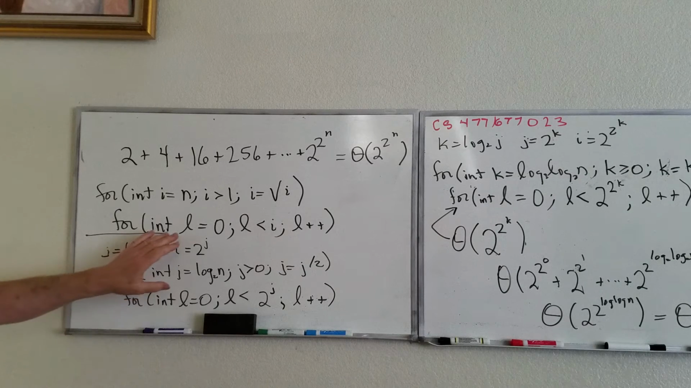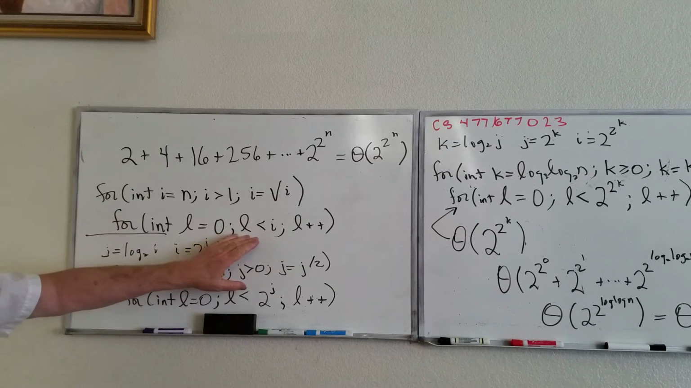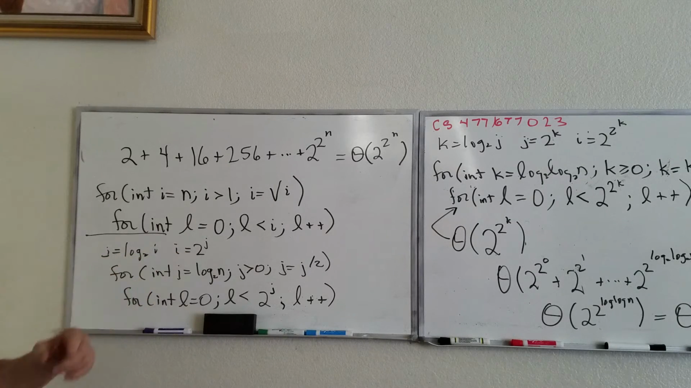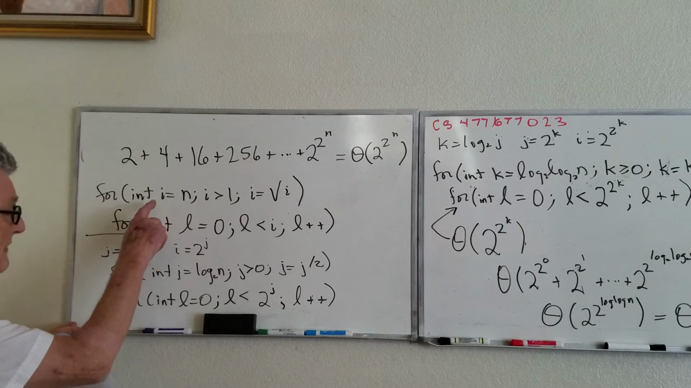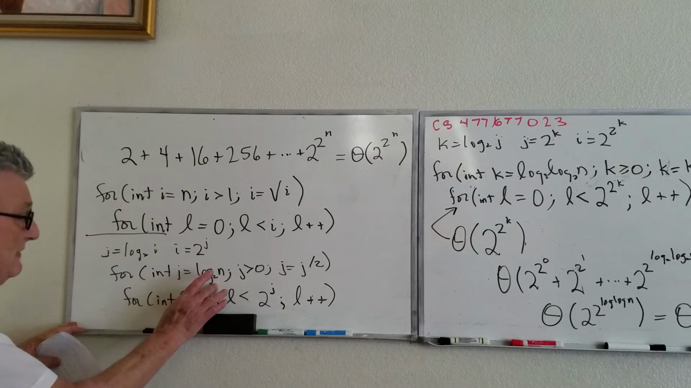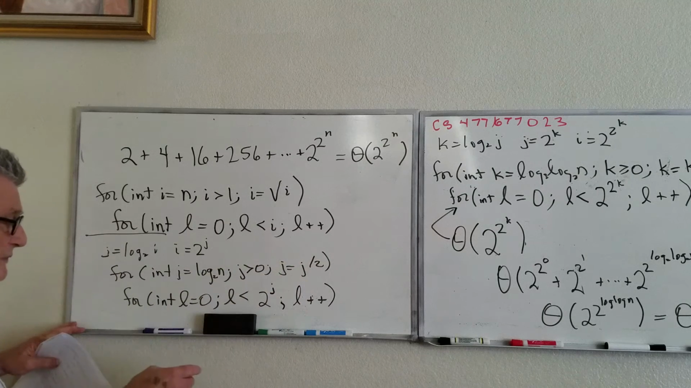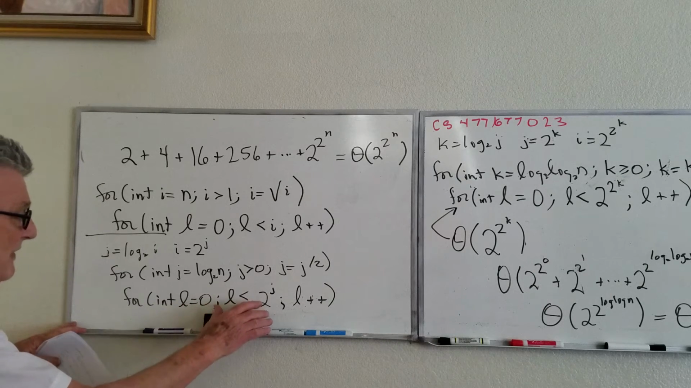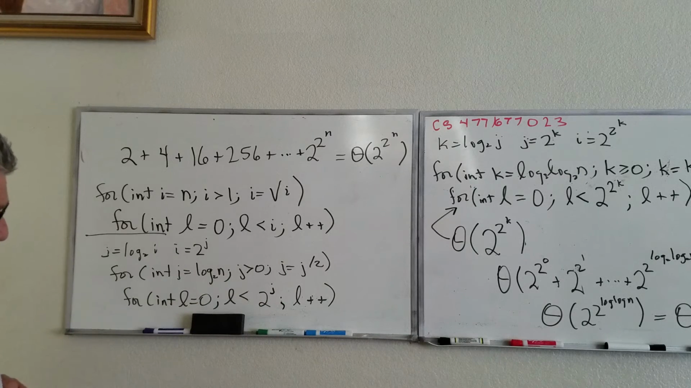All right, let's go through the formal proof. l is 0, l is of course less than i, and l plus plus. Okay, so now we're going to let j equal log i, which means i is 2 to the j. And so we keep going here, replacing this in j equals log n, right? And then j greater than 0, j equals j over 2. And then what happens here? We're starting with l. l is less than i, but remember i is 2 to the j, and we increment by 1 every time.